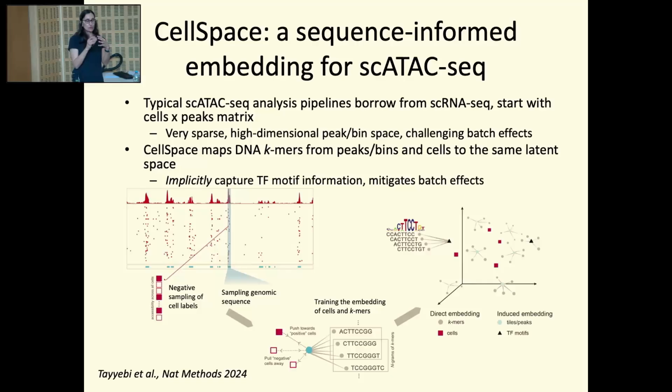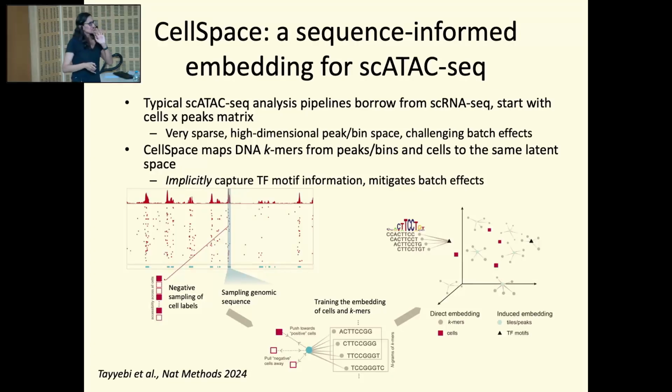And then we embed the chimeras and push them towards the cells in which they are open and away from the cells in which that region is closed, okay? And then it's a margin-based ranking loss. Okay, so we're pushing cells and chimeras around. In the end, all DNA chimeras are embedded and all cells are embedded.